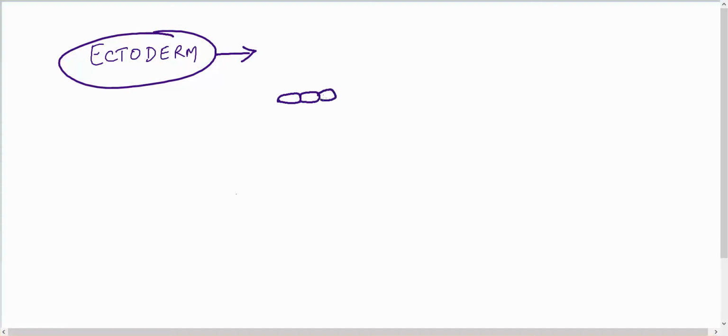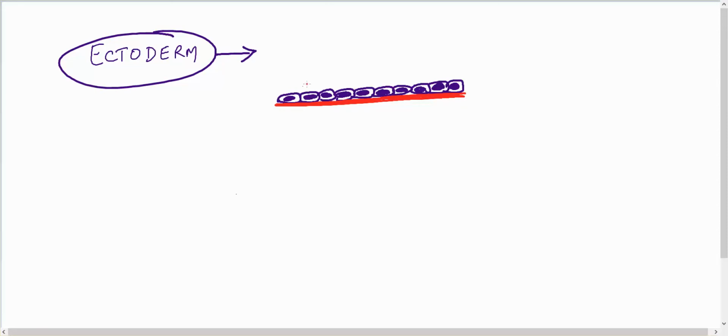The cells in the ectoderm form a group of cells called basal cells. They have a very large nucleus, understand, and these cells sit in the basement membrane. This is the membrane. Okay.